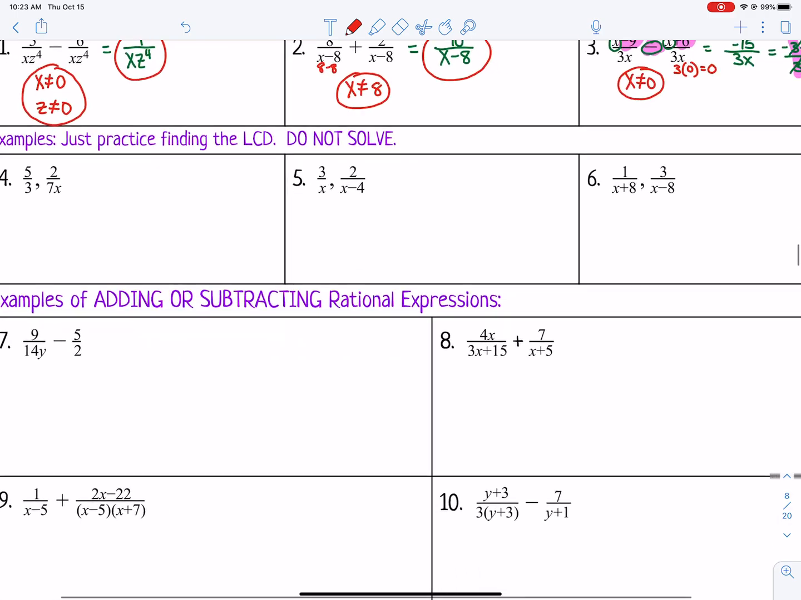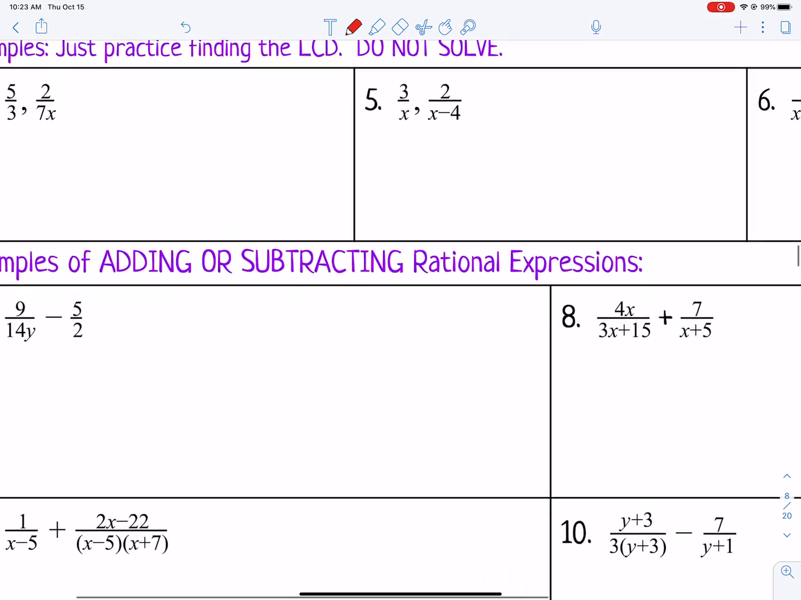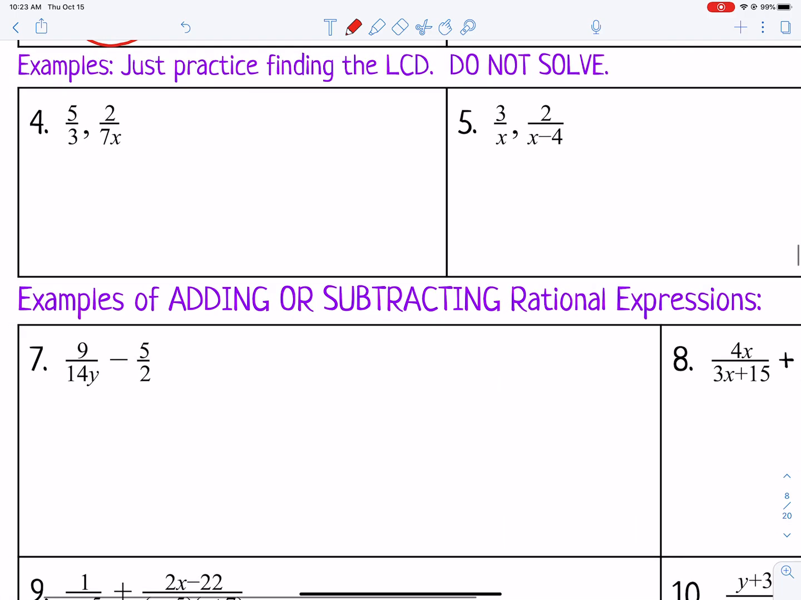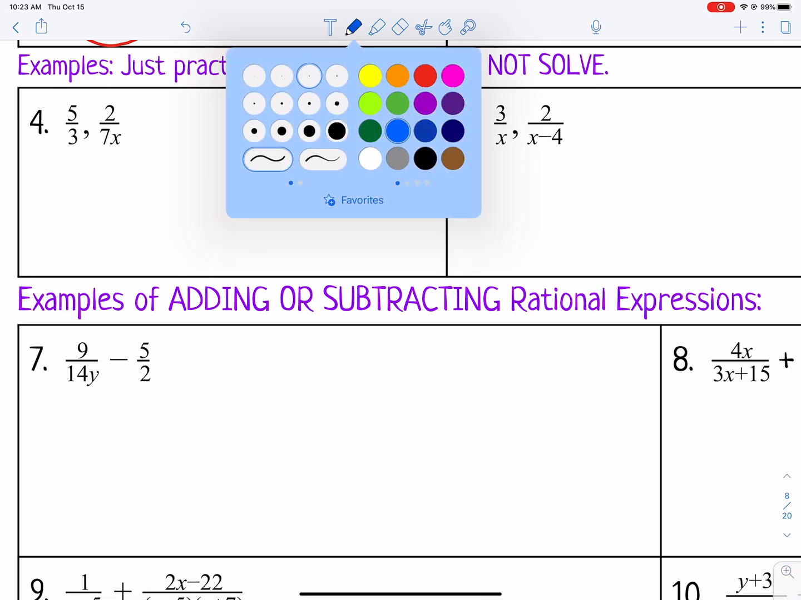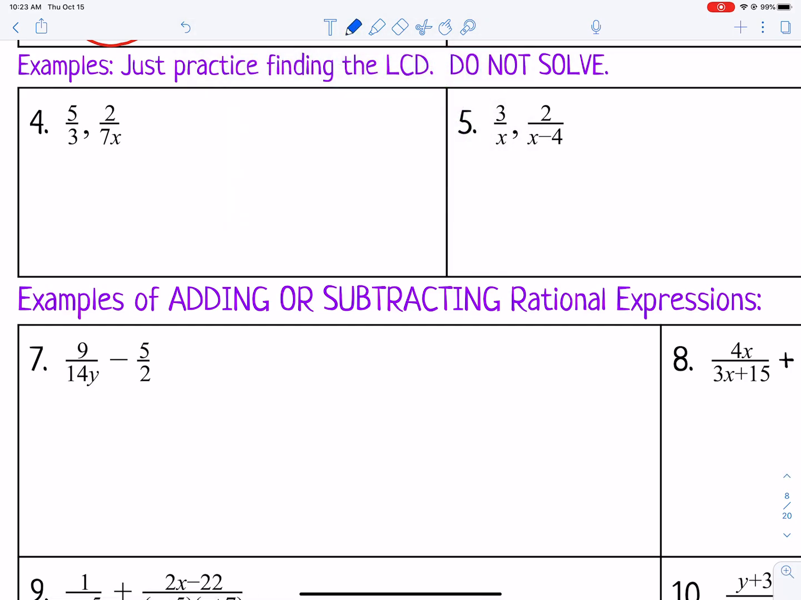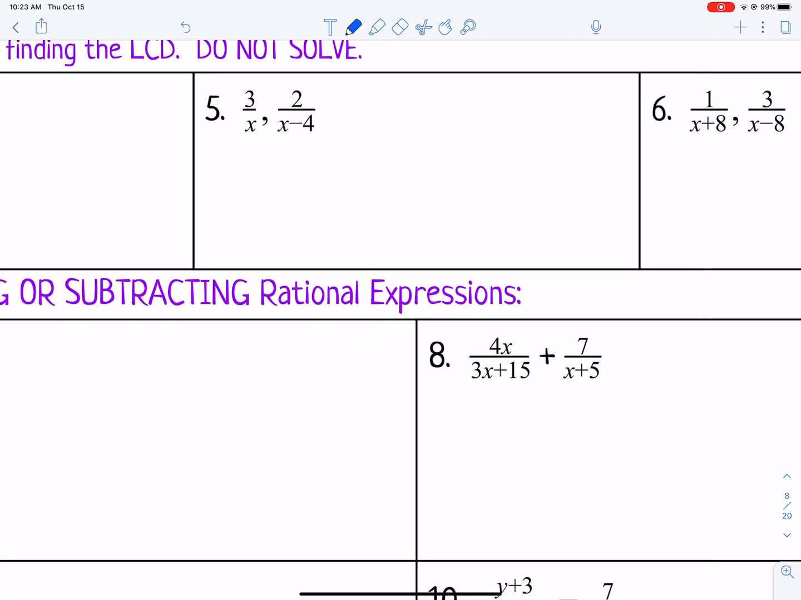Okay, so let's look at some that are just asking us to find the least common denominator, but don't do more than that. So that was the question, and we were looking at 5 over 3 and 2 over 7x. The least common denominator is what can we turn 3 and 7x into so that they are the same, and that would be 21x. But that's all we have to do for that problem.